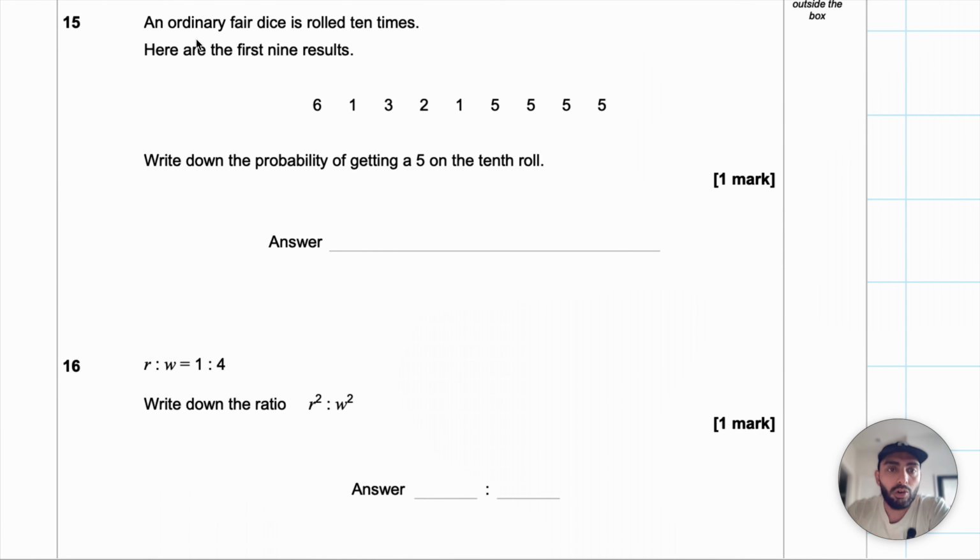Question 15. An ordinary fair dice is rolled 10 times. Here are the first 9 results: 6, 1, 3, 2, 1, 5, 5, 5, 5. So quite a few 5s at the end. Write down the probability of getting a 5 on the 10th roll. So even though it looks like there's a lot of 5s appearing, it's an ordinary fair dice. Fair just means that all of the probabilities are equal to each other. So it's still going to be 1, and there's 6 faces on a die, so it's 1 out of 6.